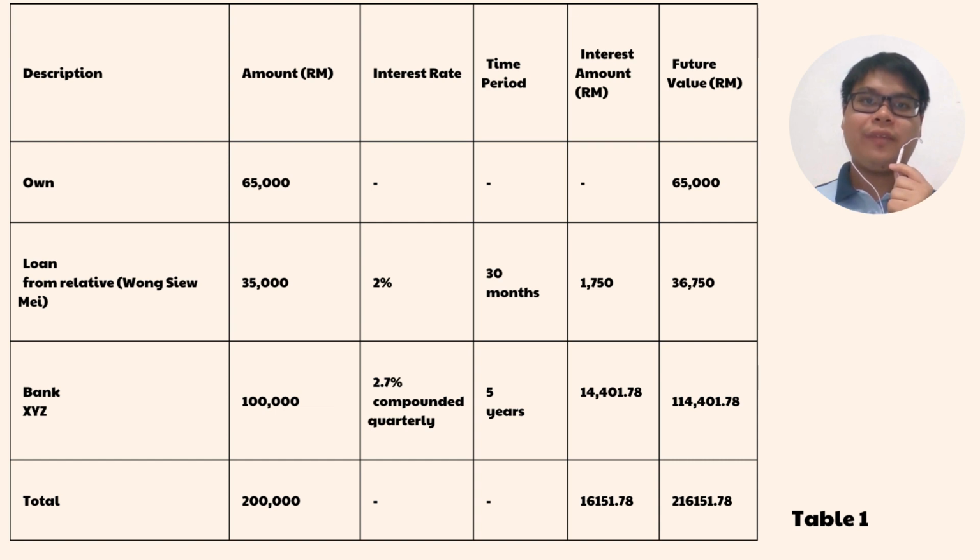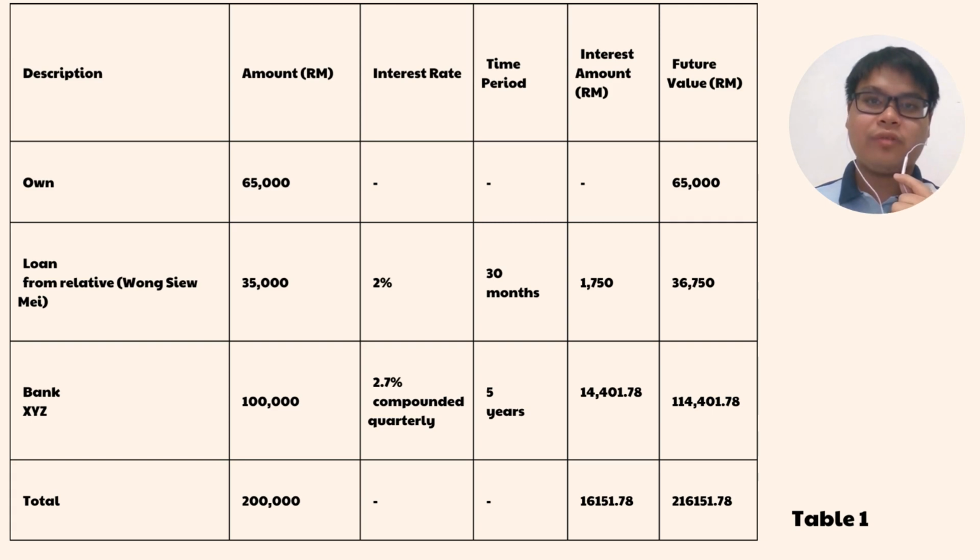Next, the loan from her relative Wong Siu Moi is 35,000 ringgit with an interest rate of 2% for 30 months, and Daisy needs to make a payment for the loan of 36,750 ringgit to her relative after 30 months, including the interest amount, which is 1,750 ringgit. Besides that, Daisy also needs to make a payment for the loan of 114,401 ringgit 78 cents to Bank XYZ after 5 years, including the interest amount of 14,401 ringgit 78 cents, as the loan from Bank XYZ is 100,000 ringgit with an interest rate of 2.7% compounded quarterly for 5 years.